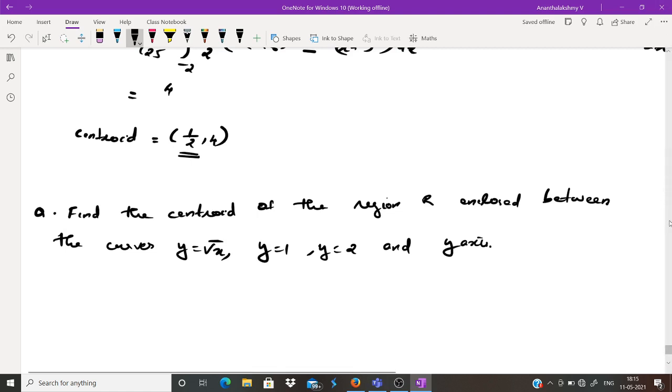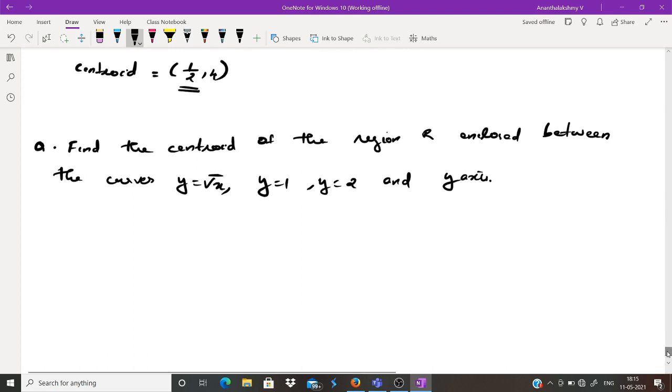So here, first you draw the graph and find the intersecting points. When you substitute y equal to 1, you get root x equal to 1, so x equal to 1. So these two curves, y equal to root x and y equal to 1, intersect at the point 1 comma 1. Y equal to root x means here they are considering only the upper part.